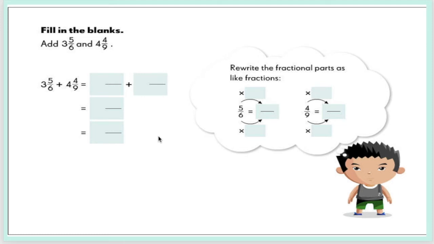More examples. Let's try adding 3 and 5/6 and 4 and 4/9. Let's add the whole numbers. 3 plus 4 is equal to 7. Let's rewrite the fractional parts as like fractions. 6 and 9. What is their common multiple? It's 18.